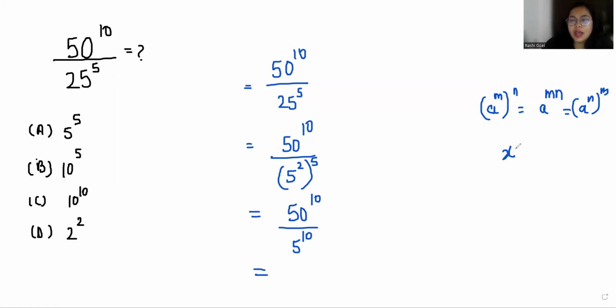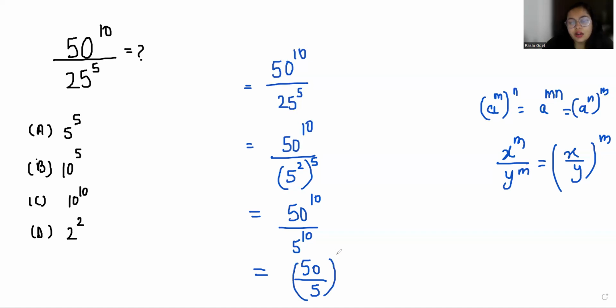Another exponent rule, x^m / y^m, we can write it as (x/y)^m. So (50/5)^10. So we divide 50 by 5, and we get 10^10. So our option is option number C, that is 10^10.